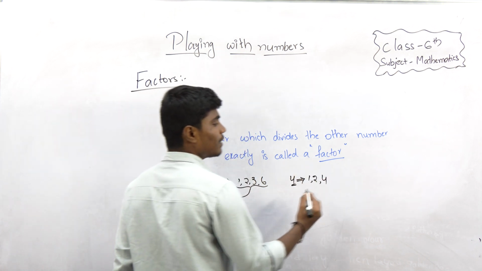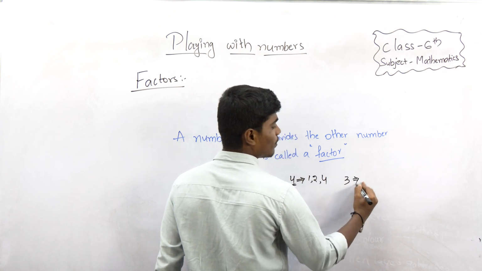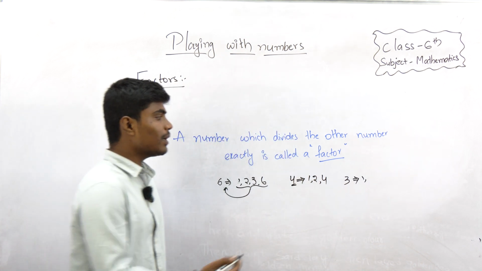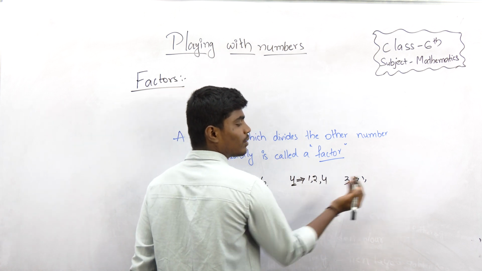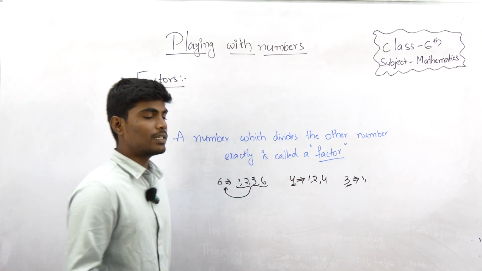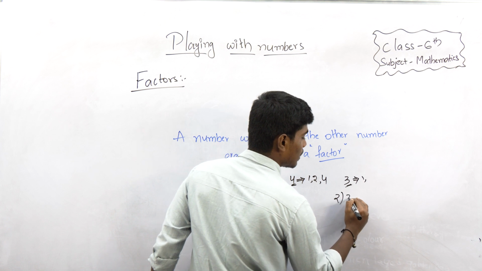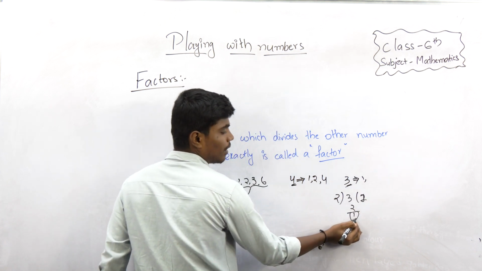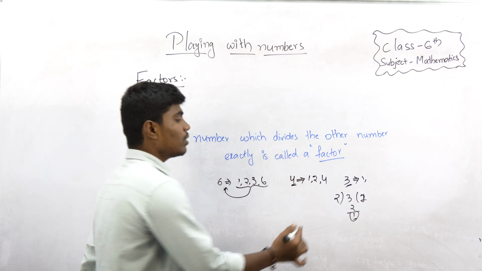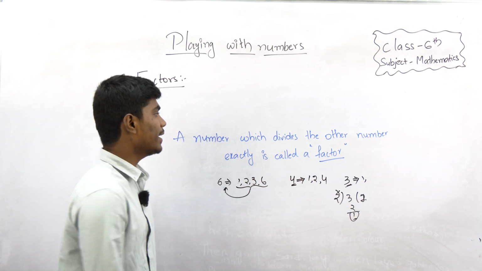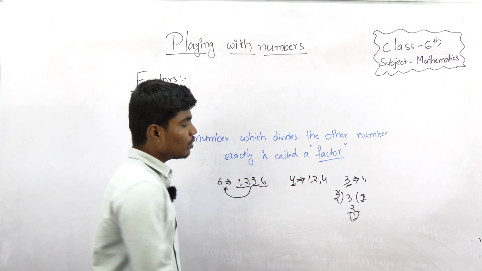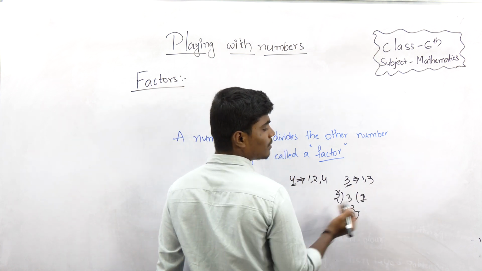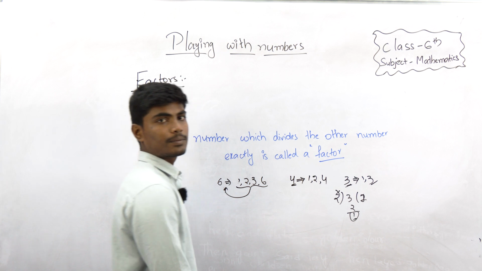Okay. Let's take 3. See, 1 three is 3. So 1 divides 3 exactly. Let's take 2. 2 does not divide 3. See, 2 ones are 2, leaves the remainder 1. Here the remainder is not 0. So 2 does not divide 3 exactly. So 2 is not a factor. If we take 3, 3 ones are 3, remainder 0. So 3 is a factor.